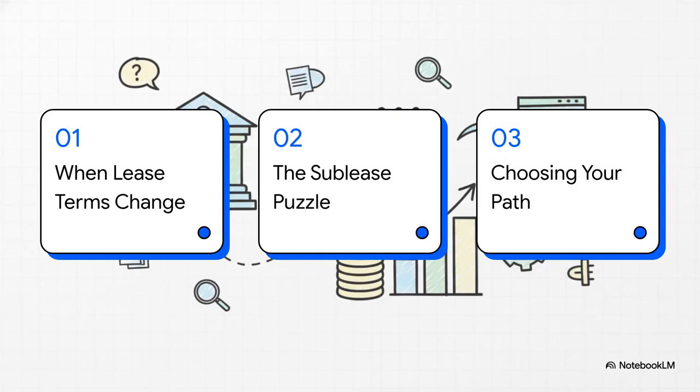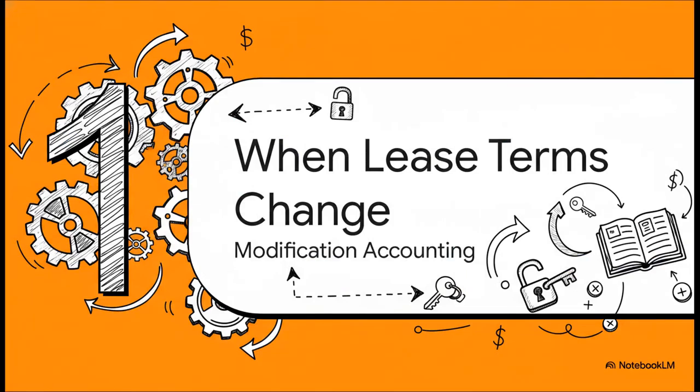So here's how we're going to get a handle on this. We're going to tackle three of the biggest challenges: what to do when your lease terms change, how to solve the sublease puzzle, and then how you even choose the right path to get started with this standard. And then we'll tie it all together. All right, let's jump into that first big hurdle, modification accounting.